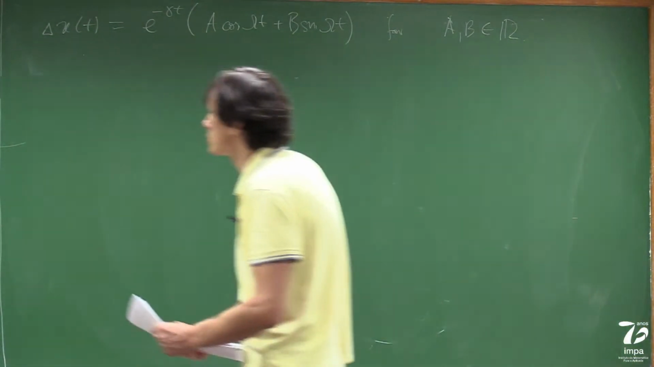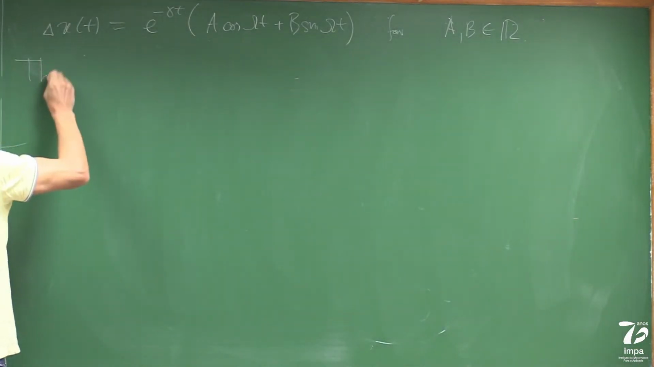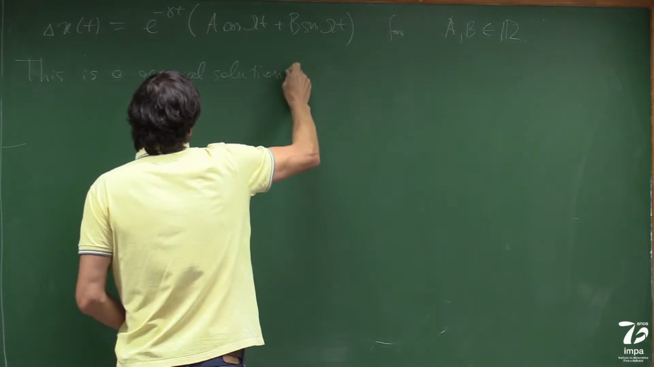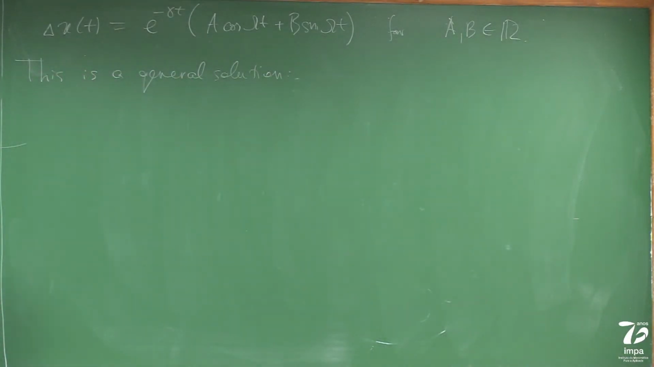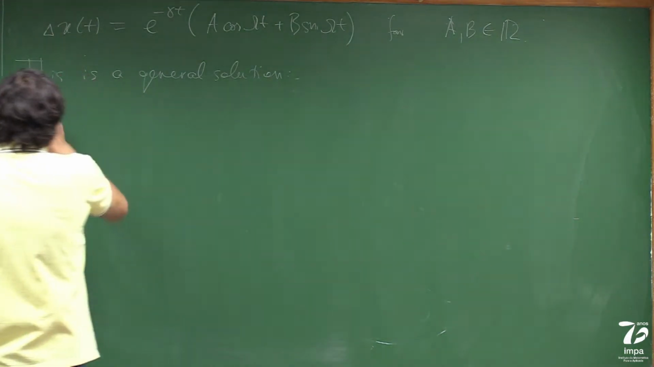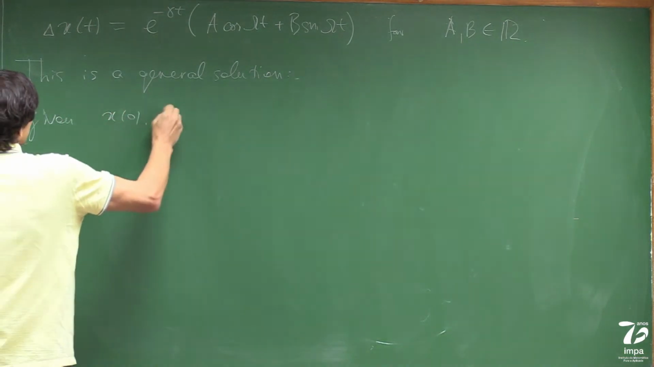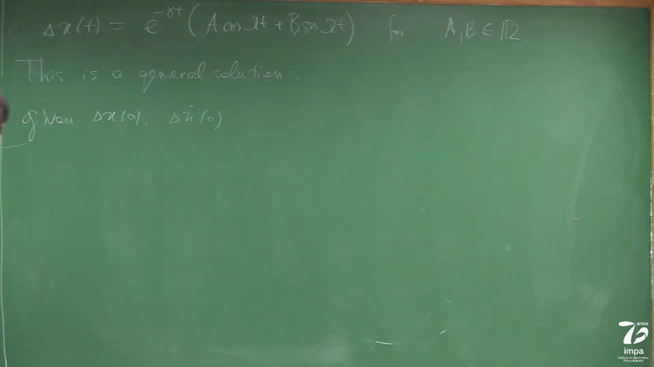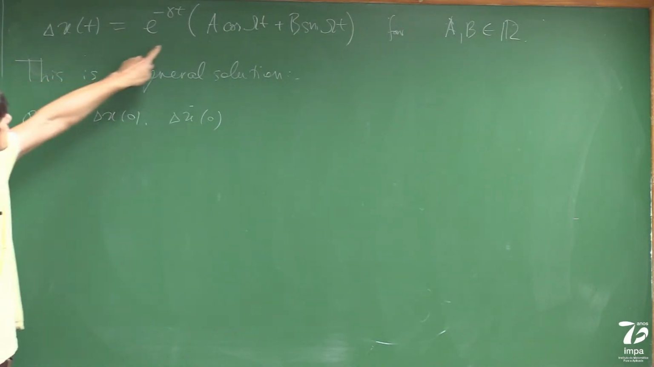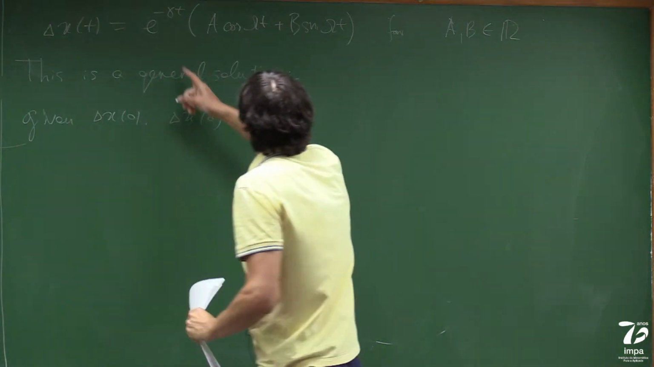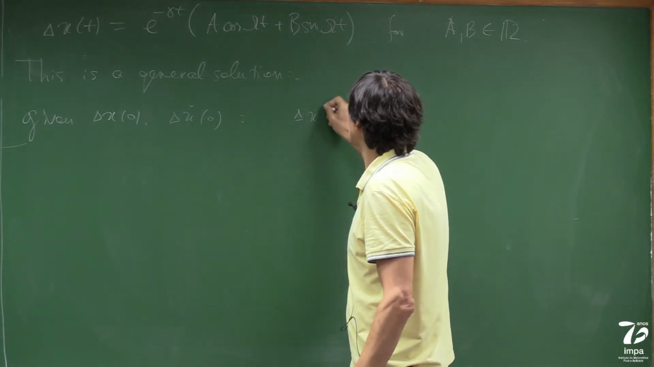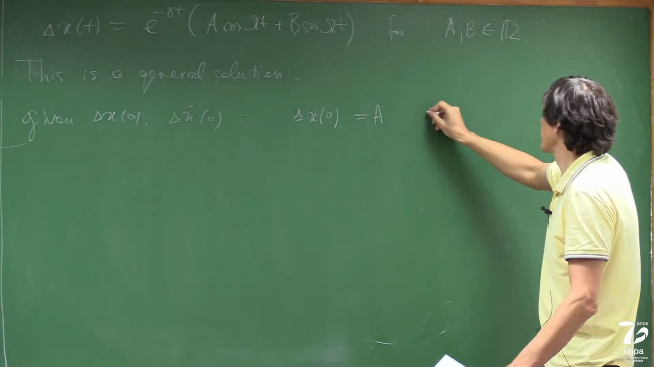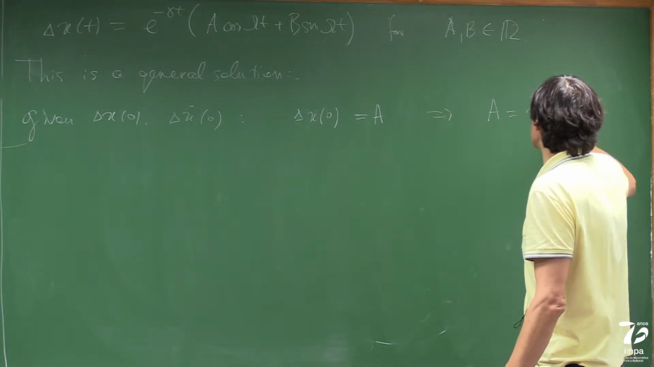So now it remains to check that this is actually the general solution. How do you check it? You have to verify that you can satisfy any initial condition. So let's take a given initial deviation and initial velocity, and see how you find the solution. First compute this at t0. At t0, this is 1, this is 0, and this is 1. So we find A: A is just the initial position.